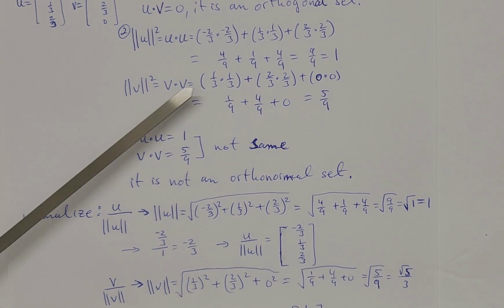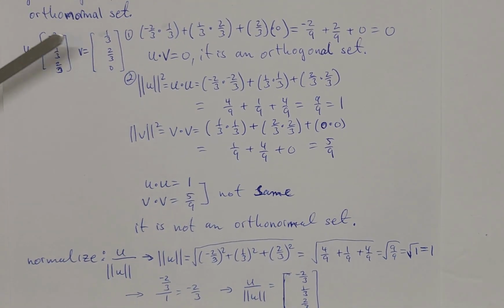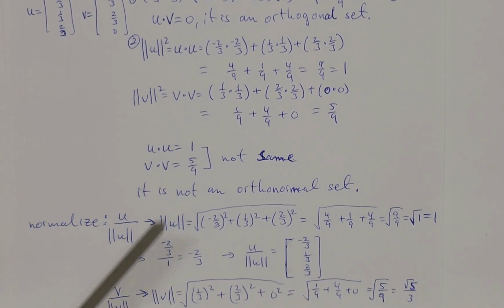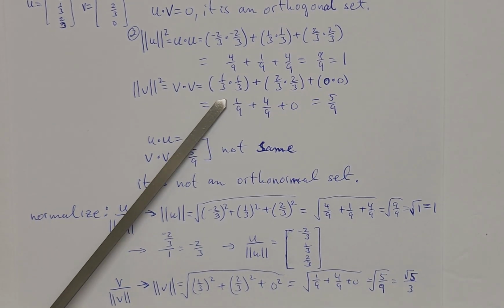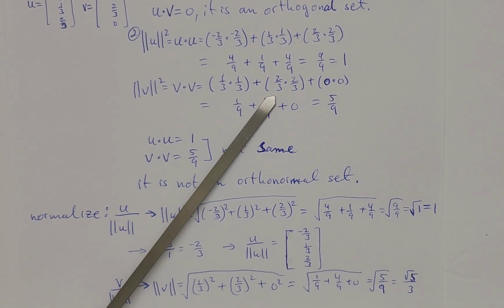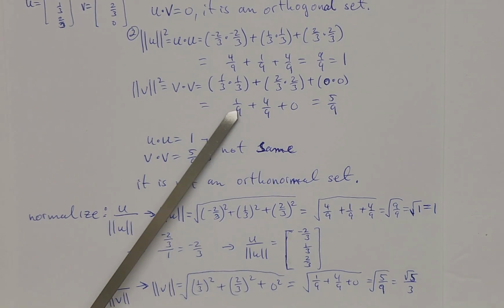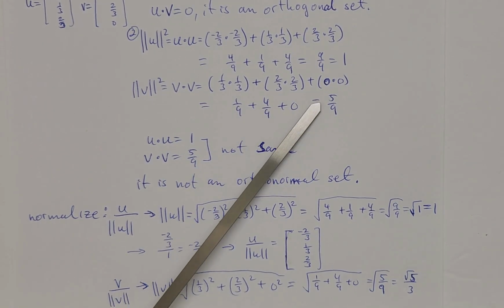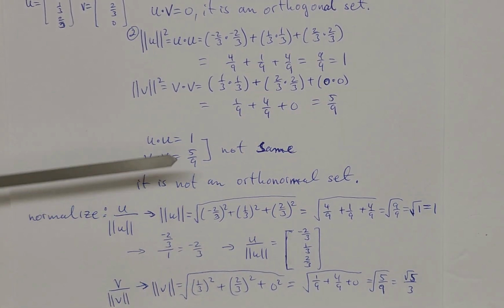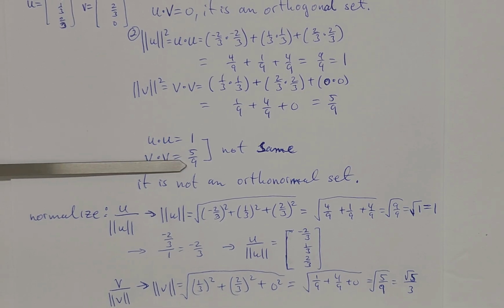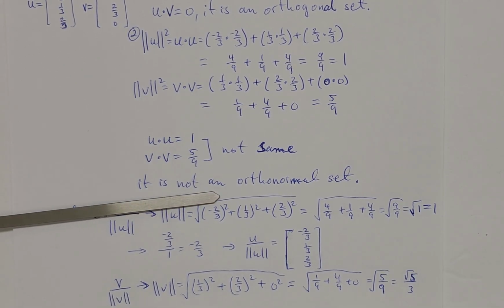Okay. So all these numbers, I got from each of the vectors here. So 1/3 twice, 2/3 twice, 0 twice. So it comes out to be 1/9, 4/9, and 0, which is 5/9. So these two are not the same. Since they are not the same, it is not an orthonormal set.